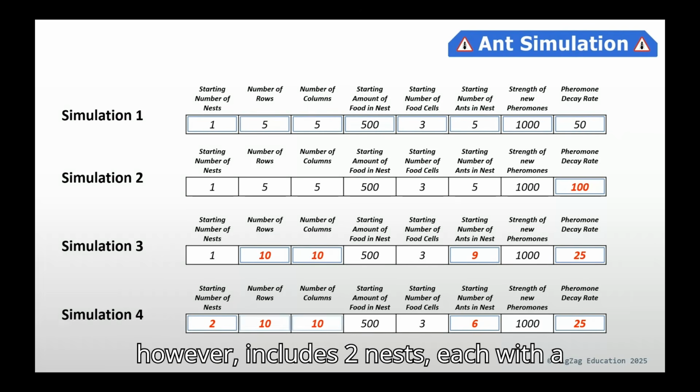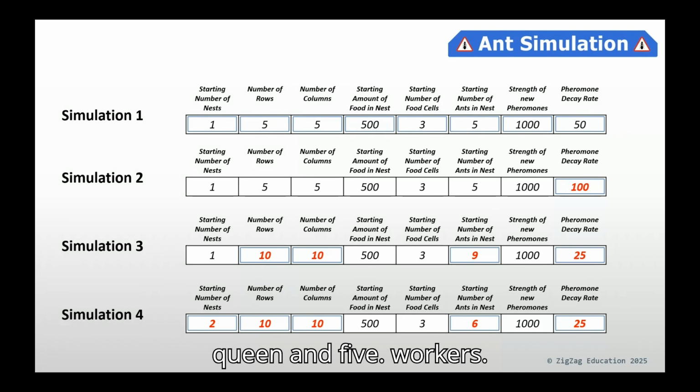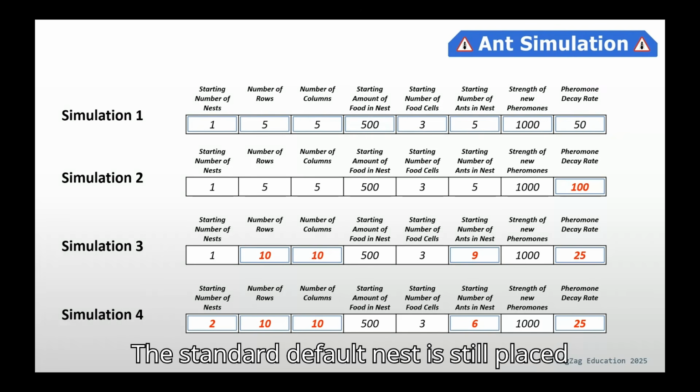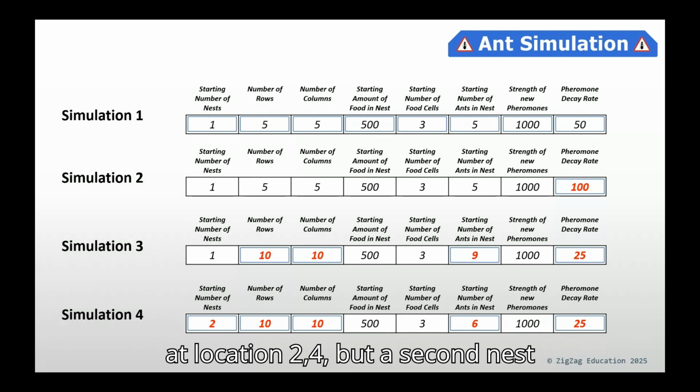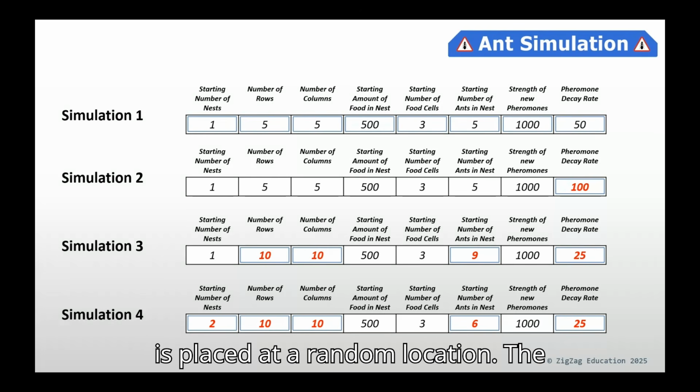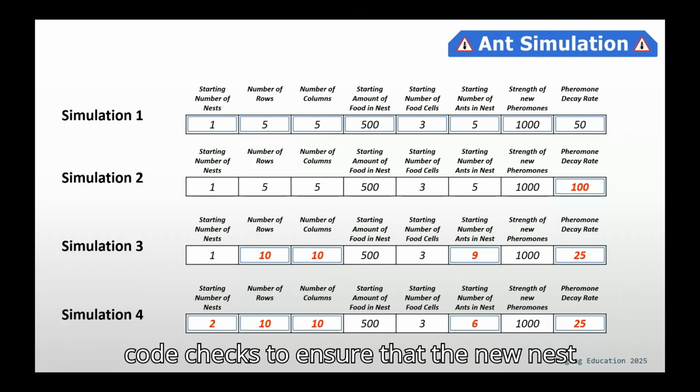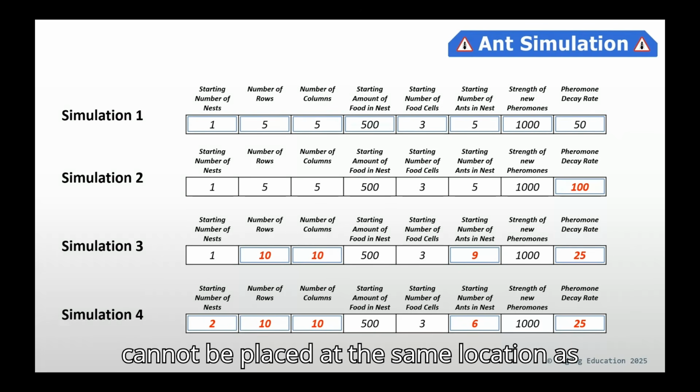Simulation 4, however, includes 2 nests, each with a queen and 5 workers. The standard default nest is still placed at location 2-4, but a second nest is placed at a random location. The code checks to ensure that the new nest cannot be placed at the same location as an existing one.